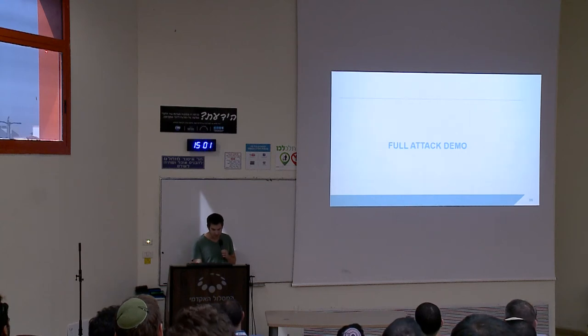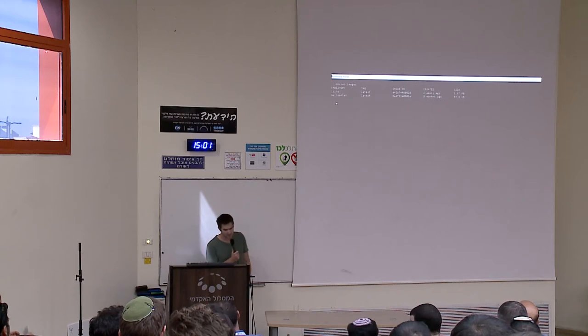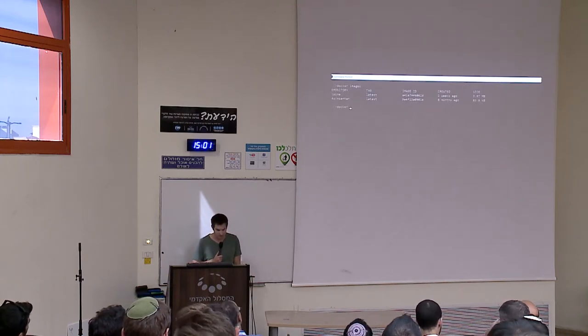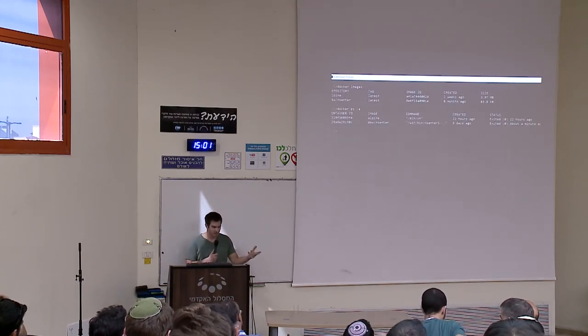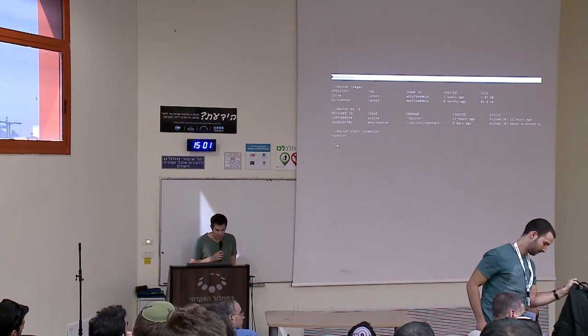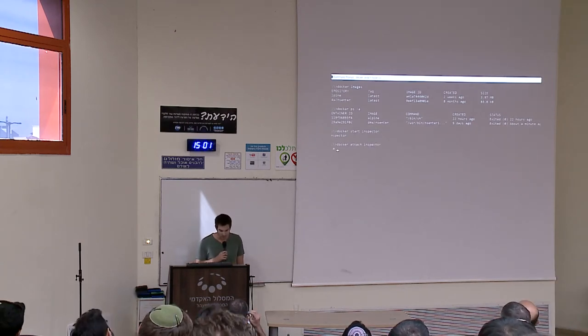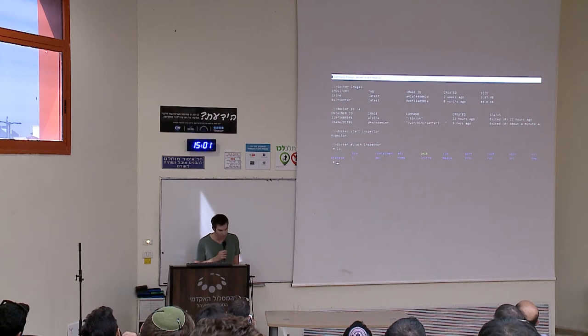So let's look at a full demo. It's very similar to what we did in the beginning. We're going to look at the initial state. We have two images and two containers. So when we look inside the virtual machine, at the beginning, of course, we won't see anything, no shadow file.